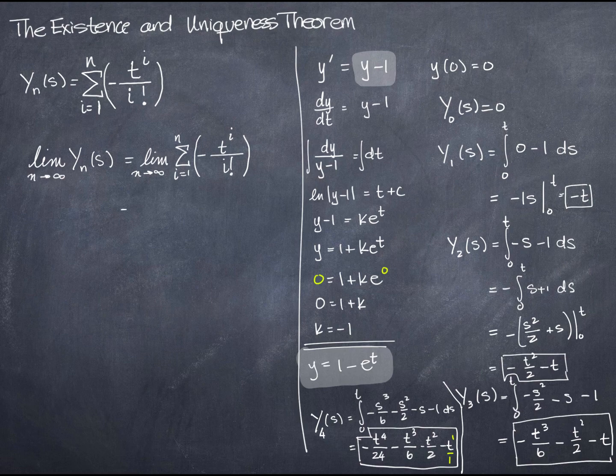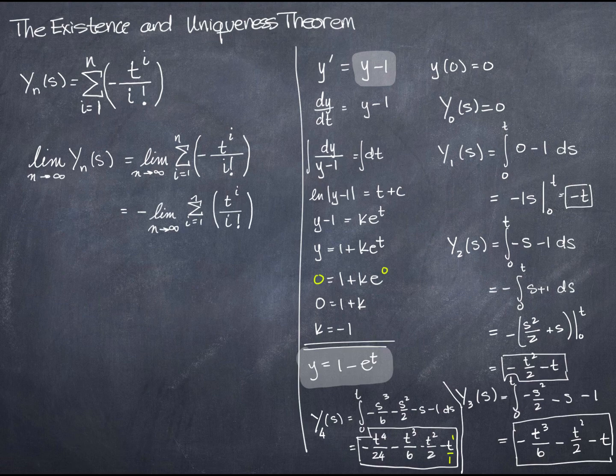I'm going to say that this is equal, first of all, to, I'm going to take 2 steps at once here. This negative in front here can come out in front of the sum, but then because of the properties of limits, it can also come out in front of the limit. So that's going to be equal to negative the limit as n goes to infinity of the sum from i equals 1 to n of t to the i over i factorial.